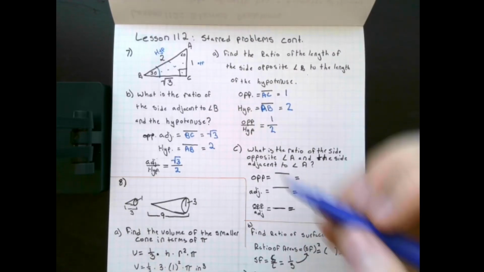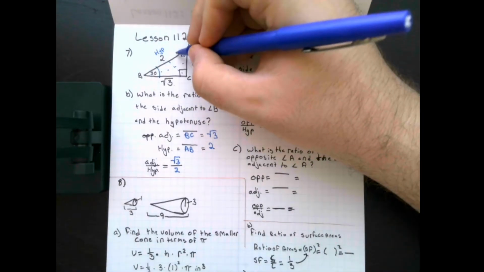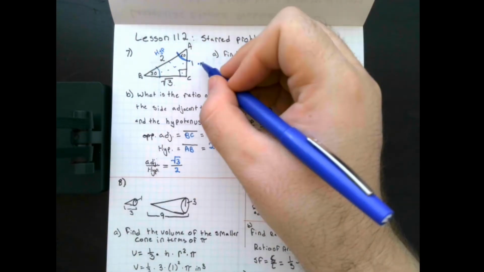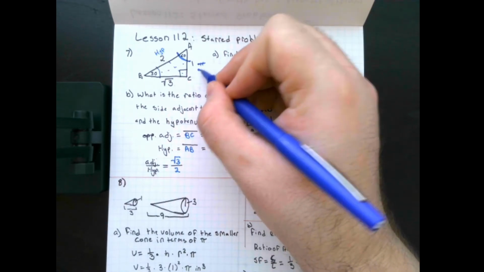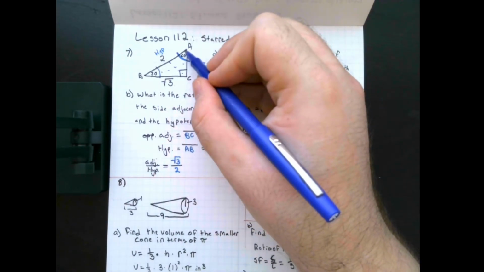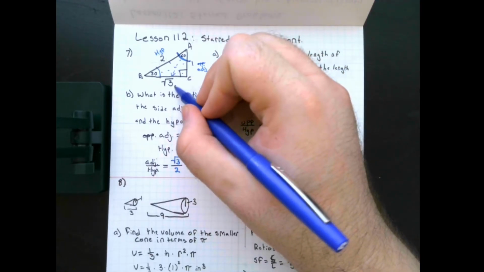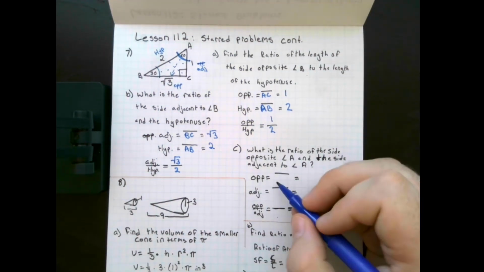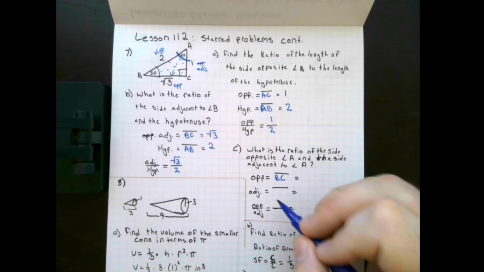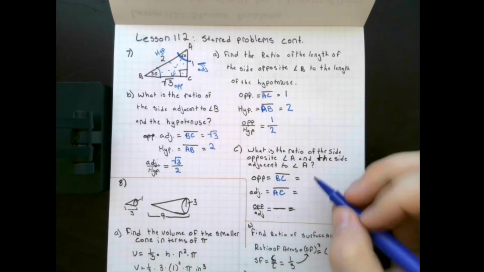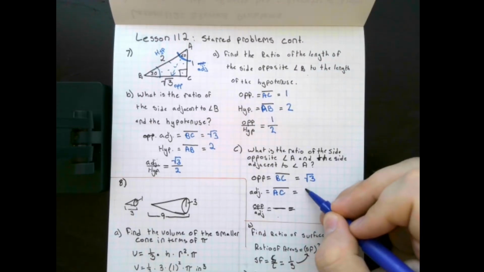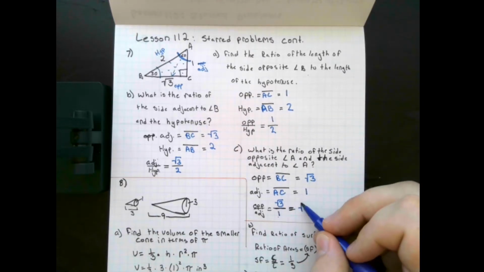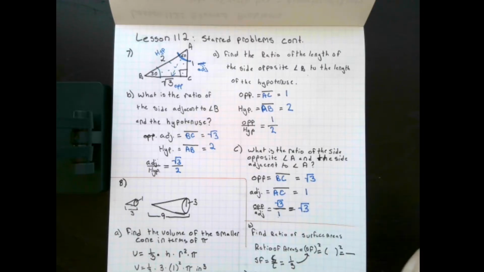Now, question C changes the angle we're looking at to angle A. The hypotenuse won't change, but the side that was the opposite will now be the adjacent, and the side which was the adjacent is now the opposite. So we're asked to find the ratio of the opposite to the adjacent, the opposite side being BC, the adjacent side being AC. BC is the square root of 3, AC is 1, so we'll put the square root of 3 over 1, which can reduce to just the square root of 3. And that's question number 7.